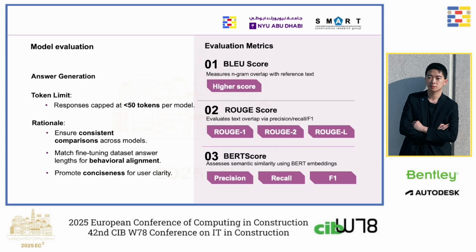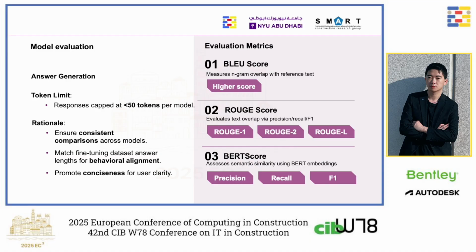We kept all model responses at under 50 tokens for 3 key reasons. Firstly, it creates a level playing field so we can compare different models consistently. Secondly, it mirrors the concise answer length in our fine-tuning data, keeping the model's behavior aligned. And third, it forces brevity, so field engineers get quick, actionable insights instead of long-winded reports.